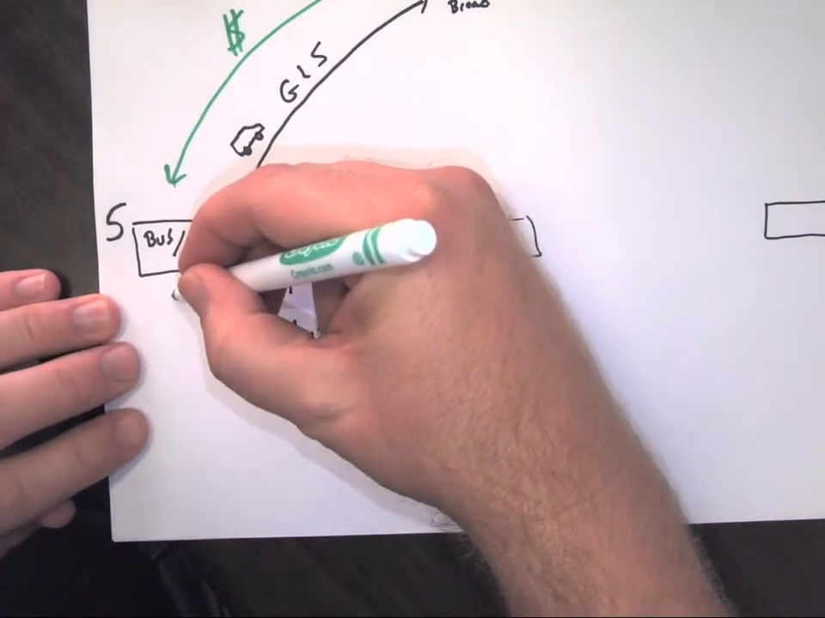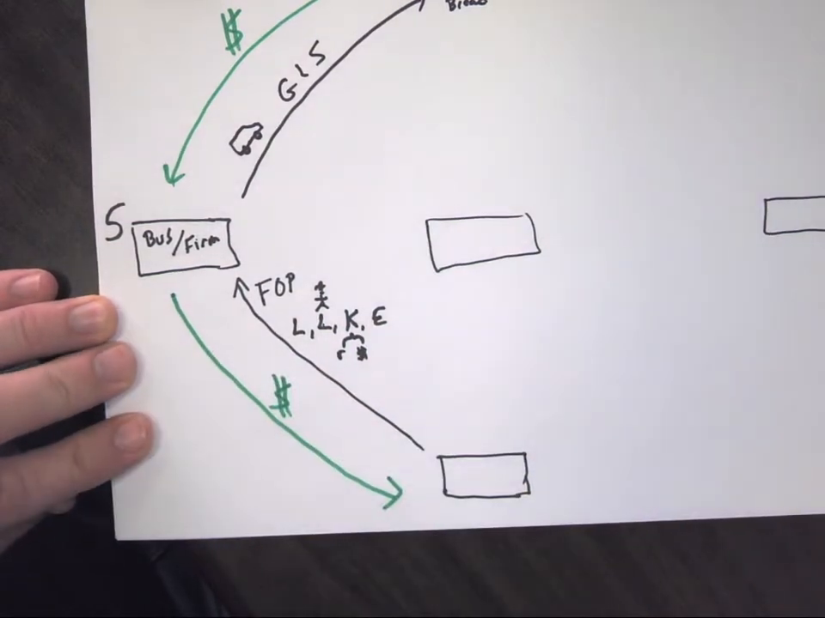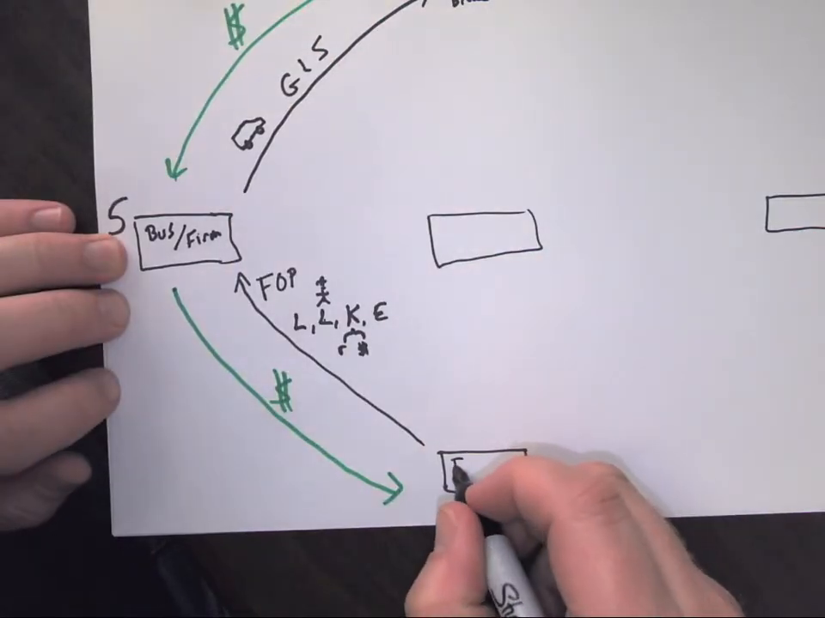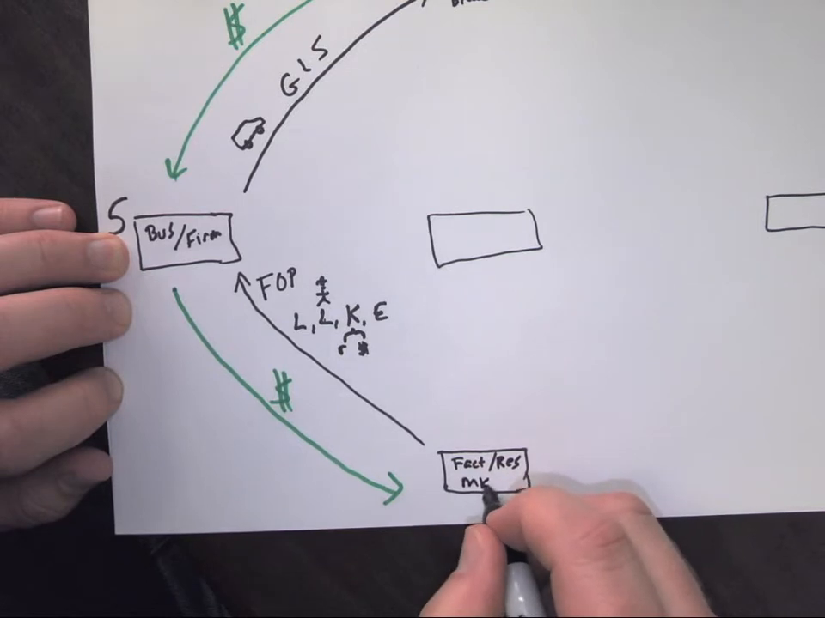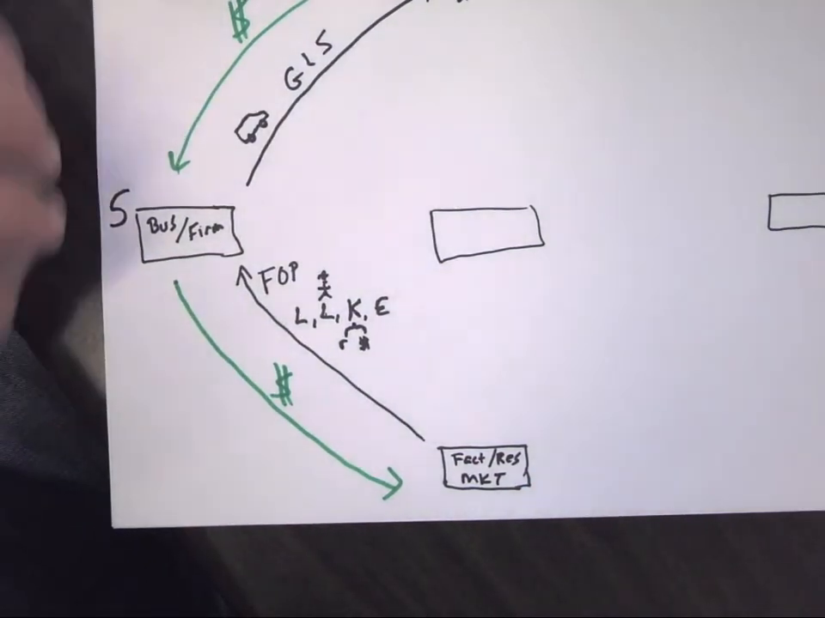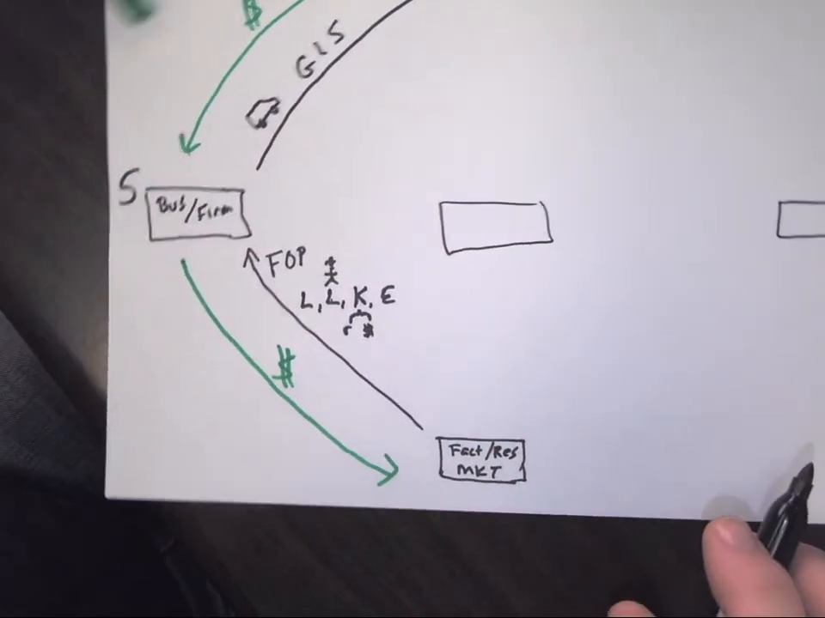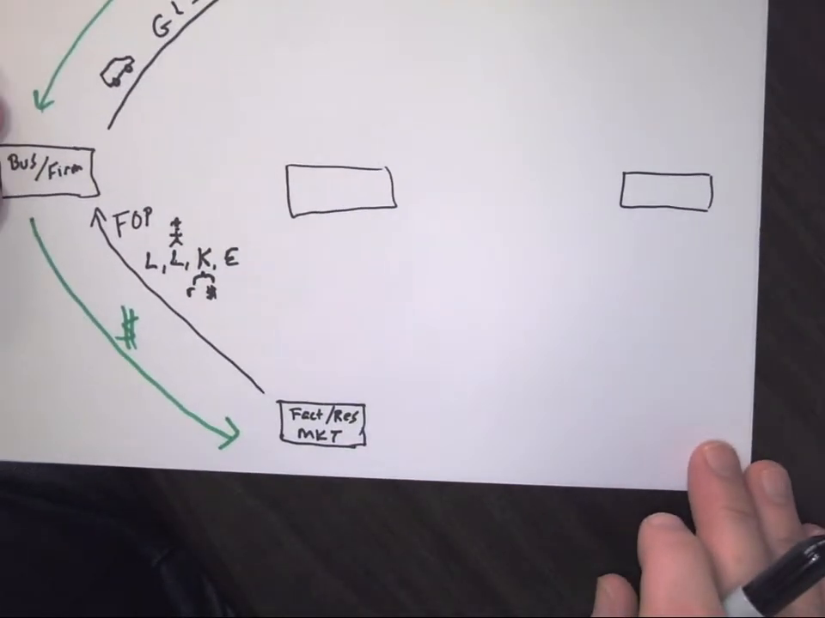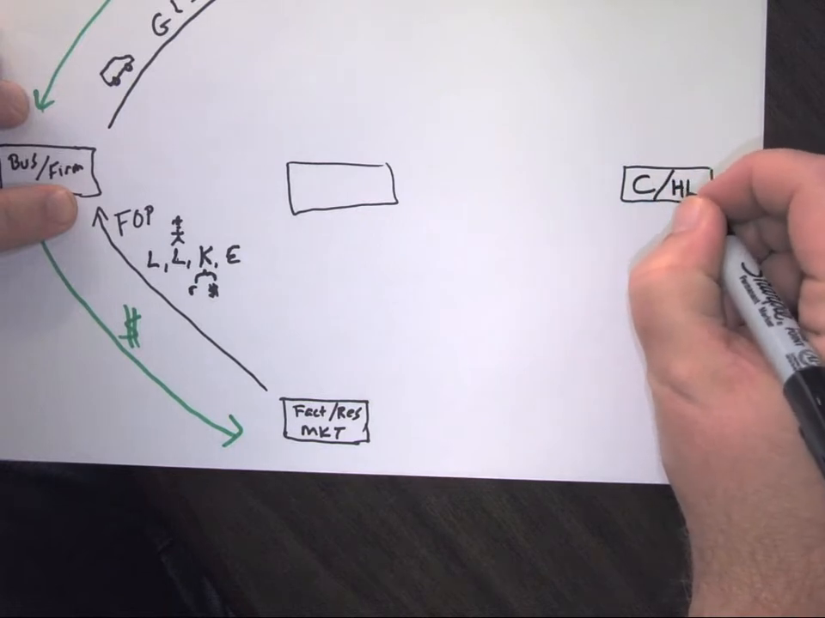But those things aren't free. So the business or the firm, guess what? They're going to have to send money. That's why that one's in green. They have to send money in order to purchase these things from the factor or resource market. Okay? So this factor or resource market down here is where we are going to put our land, labor, capital, entrepreneurship up for sale. So if we go over here, we have consumers, or we have households.